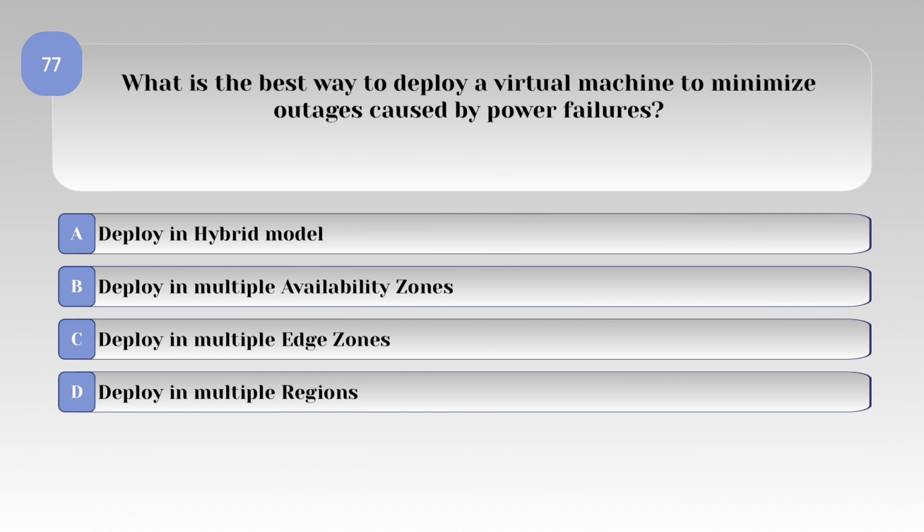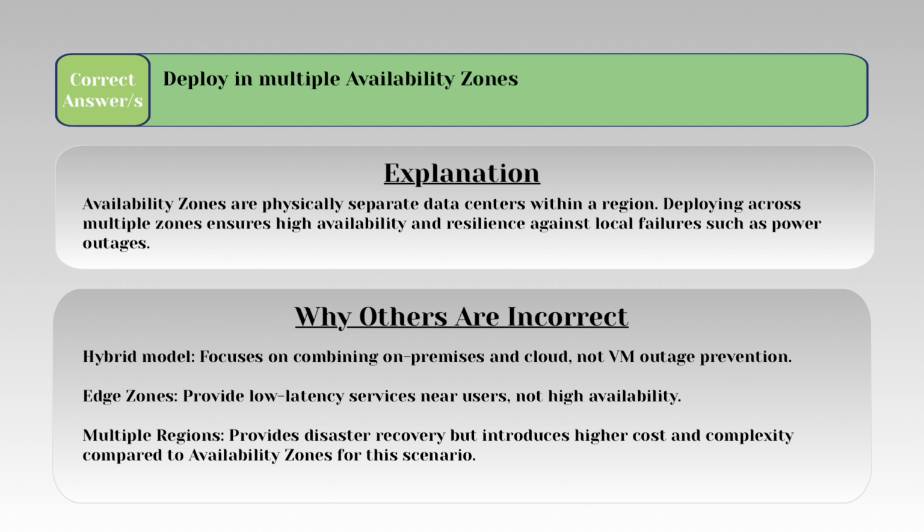What is the best way to deploy a virtual machine to minimize outages caused by power failures? Correct answer, deploy in multiple availability zones. Explanation: availability zones are physically separate data centers within a region. Deploying across multiple zones ensures high availability and resilience against local failures such as power outages.